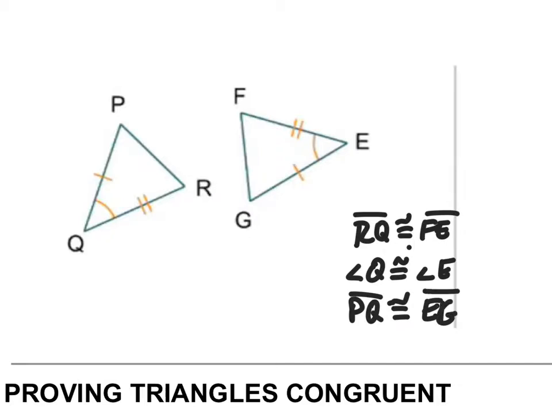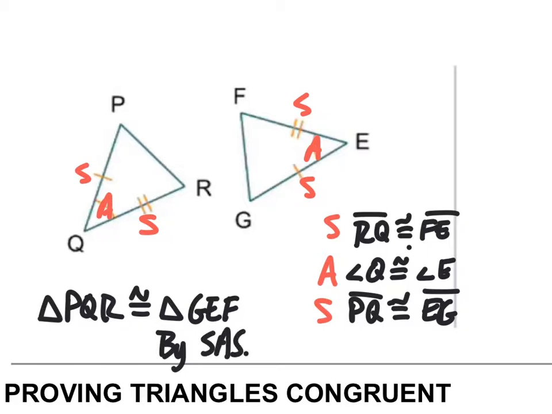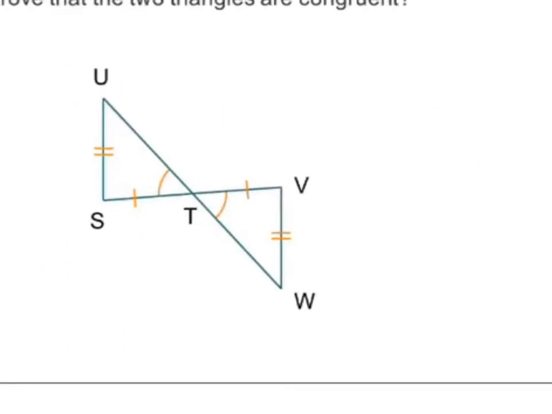All right, so I have a side, I have an angle measure, and I have a side. If I look at this, I've got a side length, an angle measure, and another side. So what I would say is that triangle PQR is congruent to triangle GEF by using the side angle side congruence theorem. So if you're given that scenario, it'll work. Now let's look at the next one. The next one, not so much.